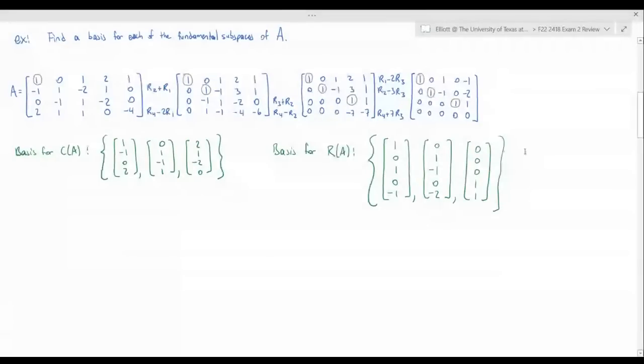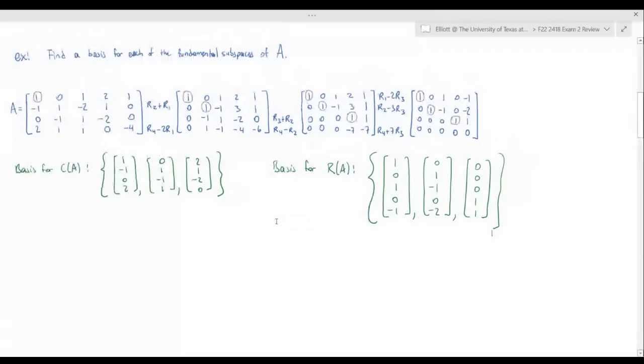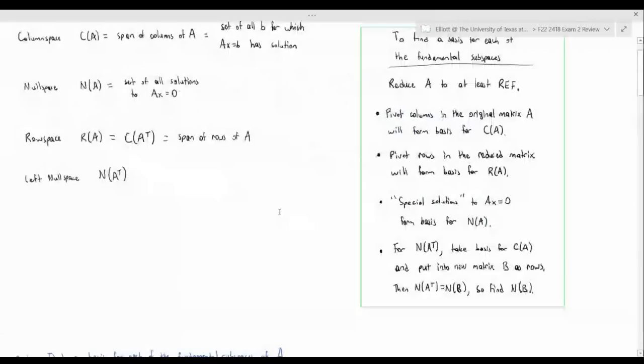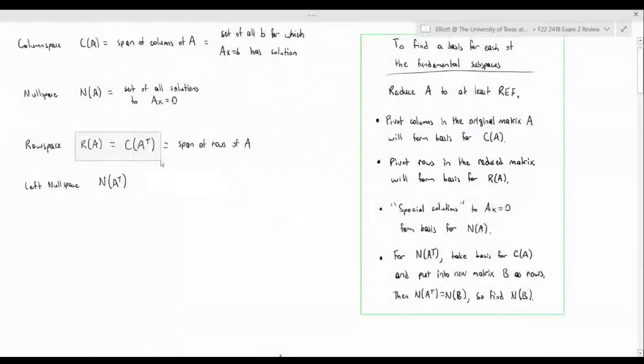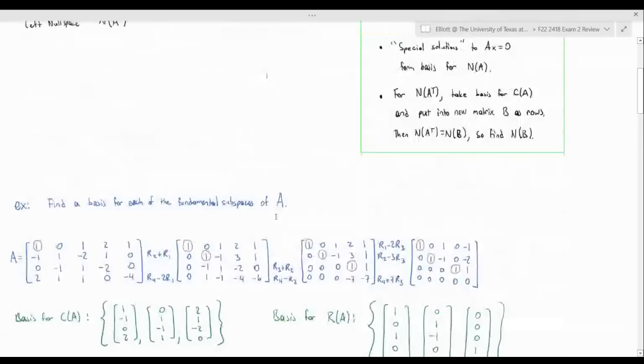One reason for understanding why you would want to write them as columns is because, if you'll remember, the row space is actually the column space of the transpose. So therefore, you're actually looking at columns of the transpose. So you should write them as columns rather than rows. So that's one reason why you should be doing that.